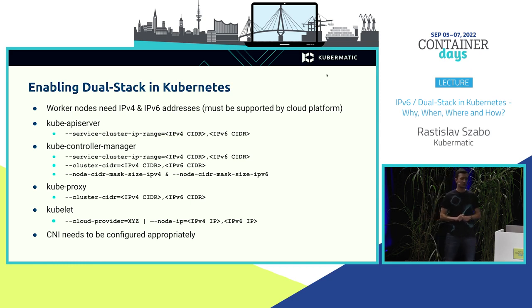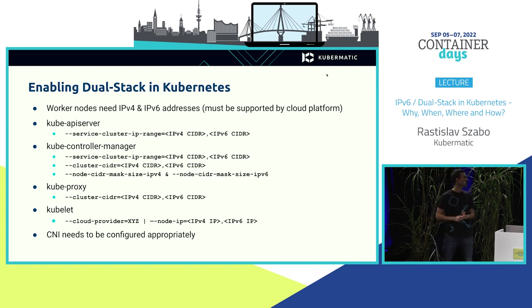Then you need to configure different control plane components with both IPv4 and IPv6 addresses. So kube-apiserver needs to be configured with an IPv4 and IPv6 service cluster IP range. Kube-controller-manager, the same for the service cluster IP range. Also the cluster CIDR, which is actually the pod network that you are using, needs to be configured with both address CIDRs. The same on the kube-proxy level, so you need to configure the pod network in kube-proxy.